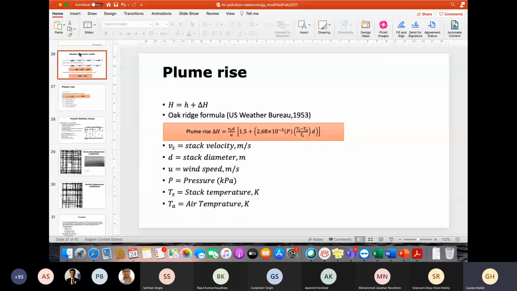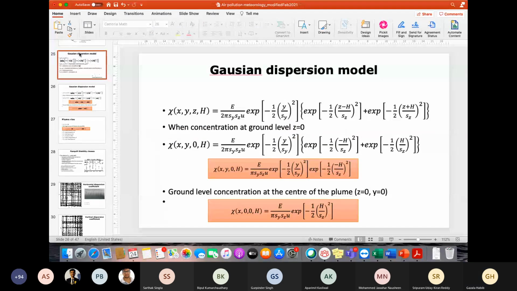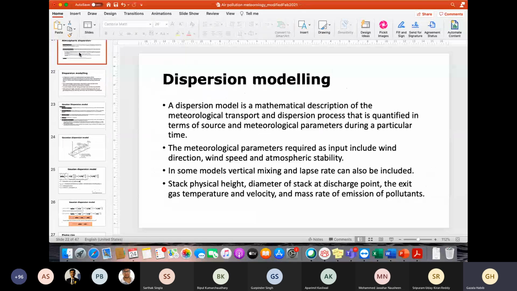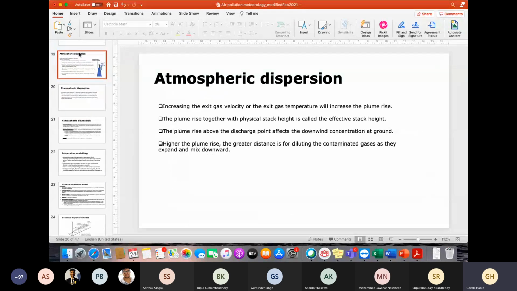Can you see the slide? Yes, ma'am. Okay. So let's start from here.